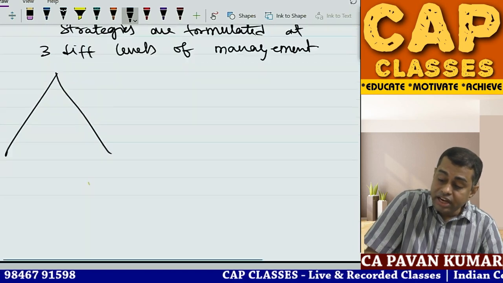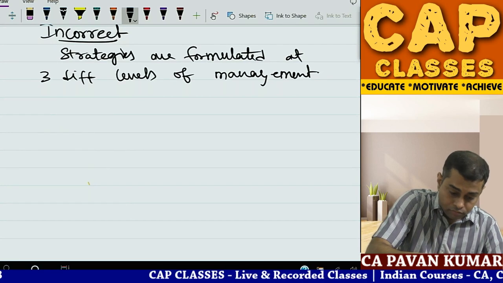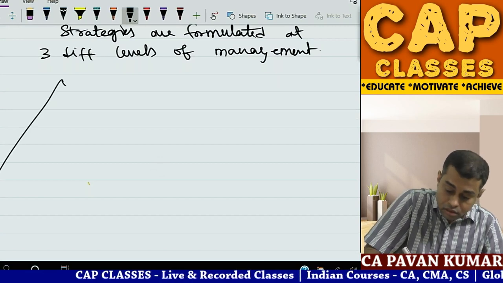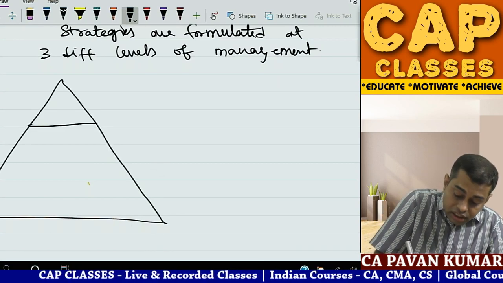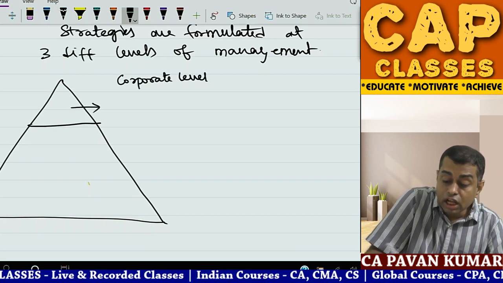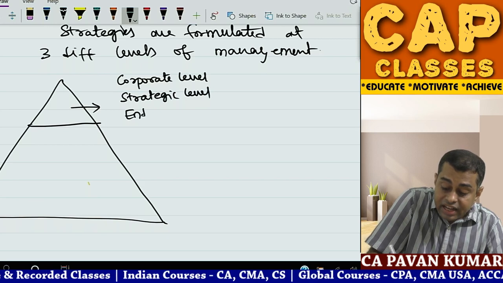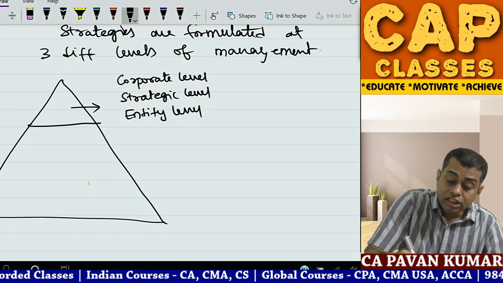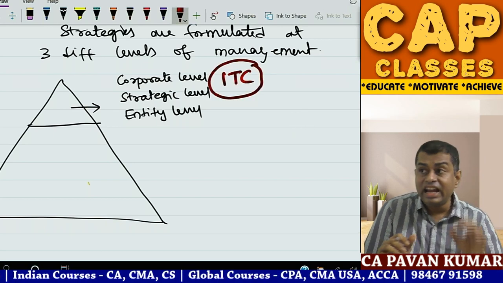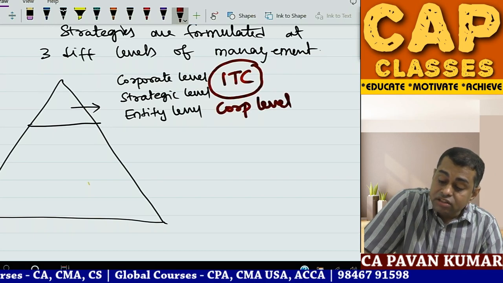Strategies are formulated at three different levels of management. Now write down, what are three different levels of management? Three different levels of management are corporate level, divisional level, functional level. This is level one. This is called corporate level, or this is also known as strategic level. This is entity level. So you are speaking about ITC as a company. So here you formulate corporate level strategies.